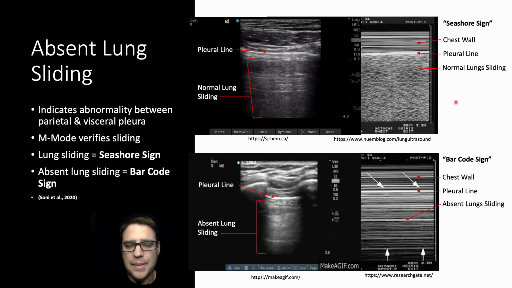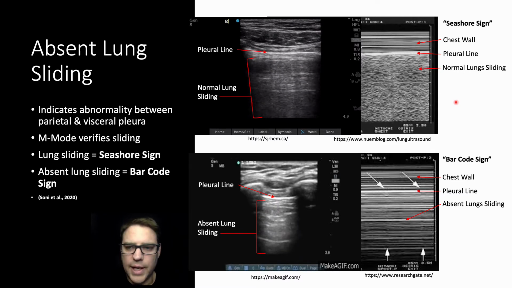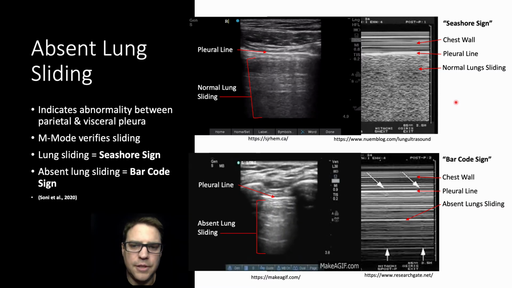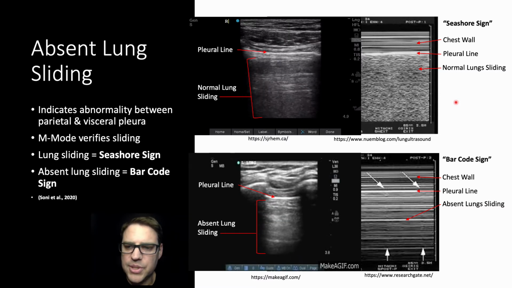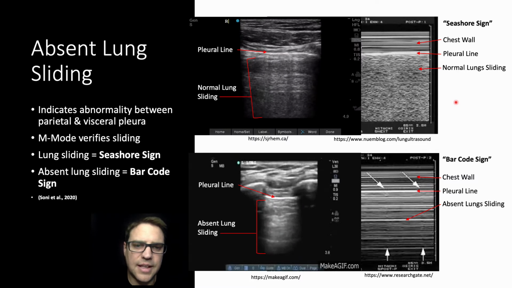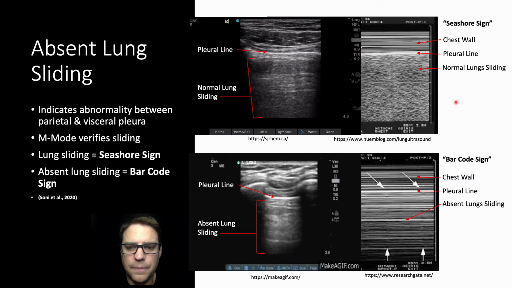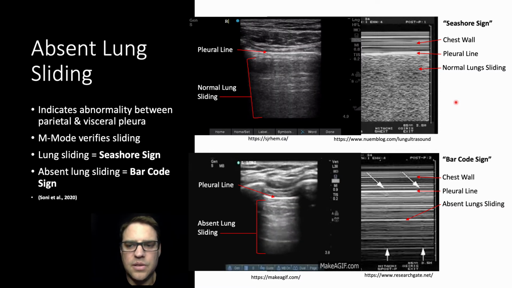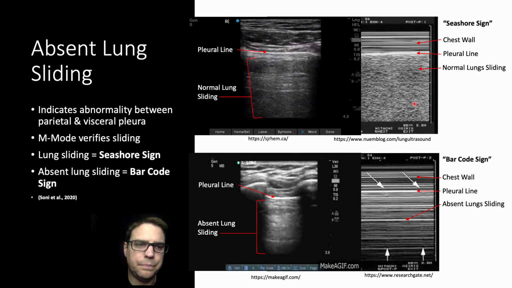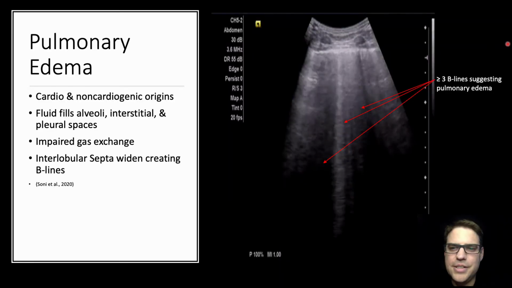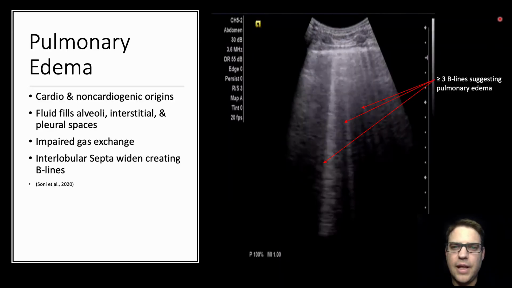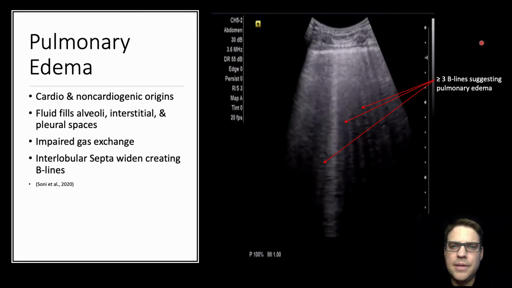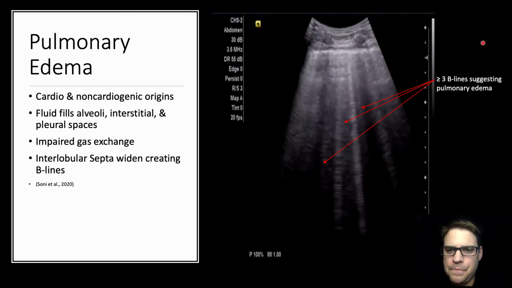Possible causes of absent lung sliding include pneumothorax, pleurodesis, infection, inflammation, pulmonary fibrosis, certain types of atelectasis, mucus plugging, pneumonectomy, apnea, and a main stem intubation. So now that we've discussed B lines, lung consolidation, and absent lung sliding, let's see how they're used to help diagnose pulmonary edema, pneumonia, and pneumothorax.